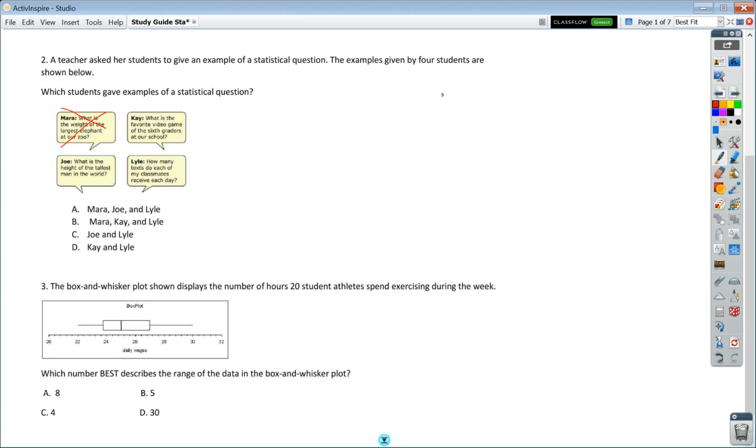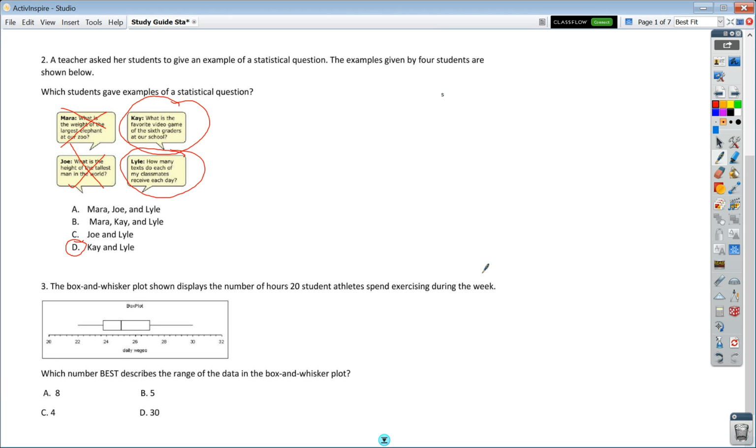Joe says, what is the height of the tallest man in the world? And again, there's only one tallest man in the world, and we could calculate his height. So that is not a statistical question. Kay says, what is the favorite video game of the 6th graders at our school? And since you would get a lot of different answers, that is a statistical question. Lyle says, how many texts do each of my classmates receive each day? Since there's different classmates, that would be the correct answer, because there's lots of different classmates, so lots of different texts. So the answer is Kay and Lyle, so that is B.